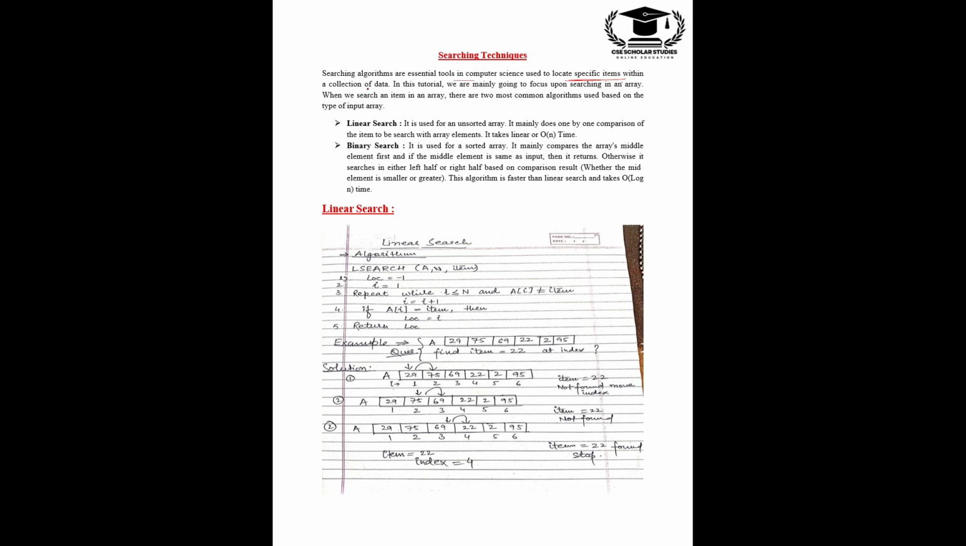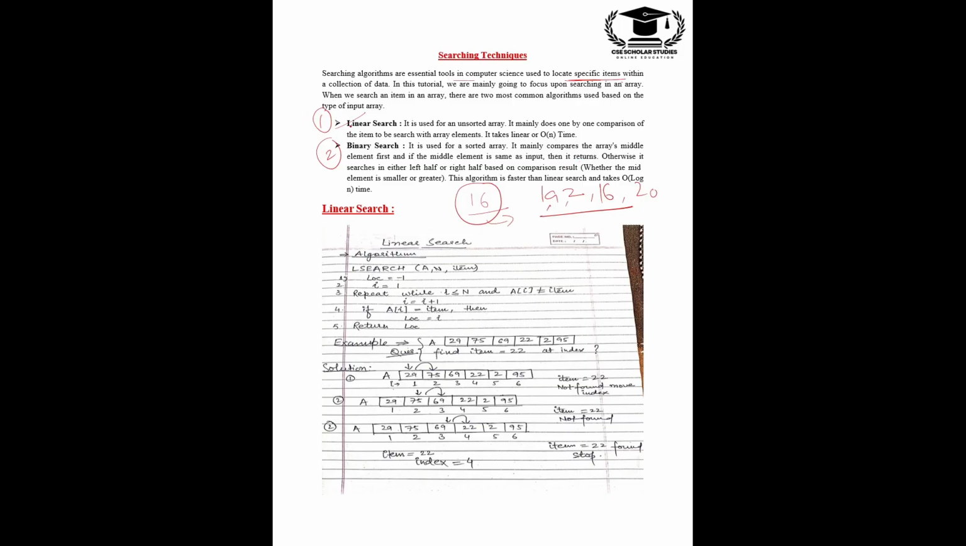Suppose there is an array 1, 9, 2, 9, 16, 20. In the case of searching, we want to search for a particular item in the array. Suppose we want to search for 60. There are different types of searching techniques: one is linear search and the second is binary search. We use these techniques to search for any element in the given array.